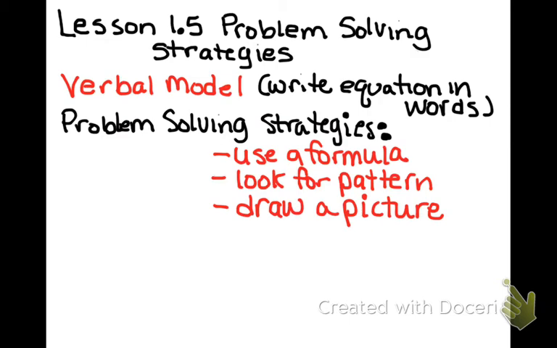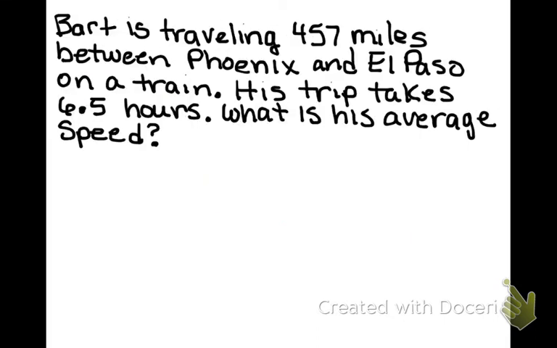I'd like to remind you that the formulas were on page 26, again if you need to reference your formulas, and we're going to practice one of each of these today. Okay, so we have Bart traveling 457 miles between Phoenix and El Paso, and we know the trip takes 6.5 hours, and we want to find out what his average speed is. So if we think back to our formulas, let's use distance equals rate times time.